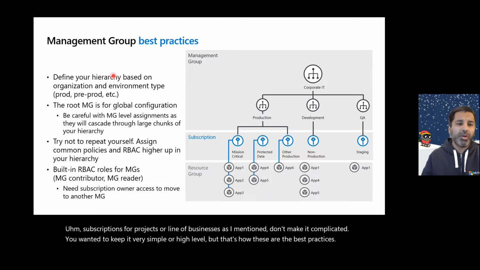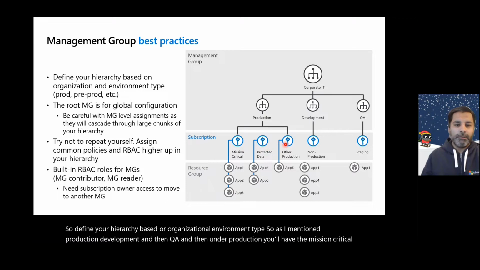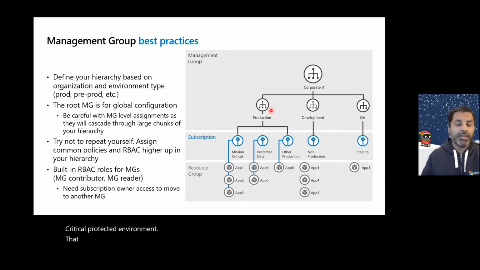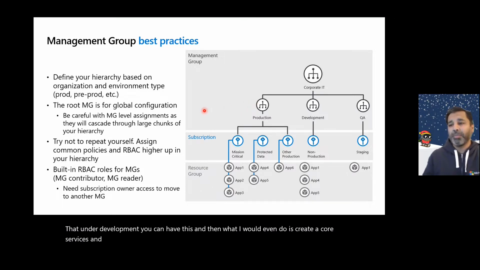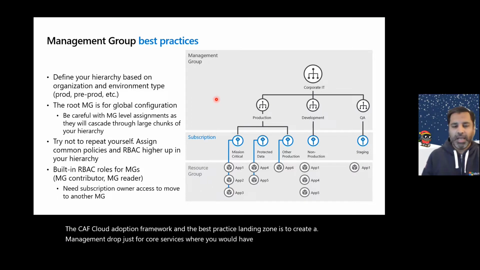So define your hierarchy based on organizational environment type. As I mentioned, production, development, and then QA. Under production, you'll have the mission critical protected environment, all that. Under development, you can have this. And then what I would even do is create core services, and Microsoft actually recommends this based on the CAF, Cloud Adoption Framework, and the best practice landing zone is to create a separate management group just for core services, where you would have networking, security, what have you.